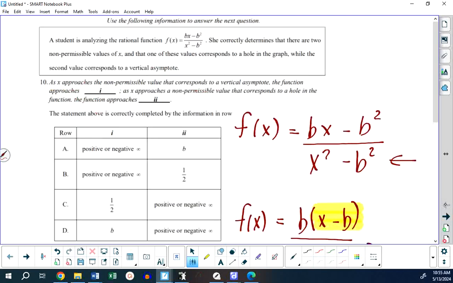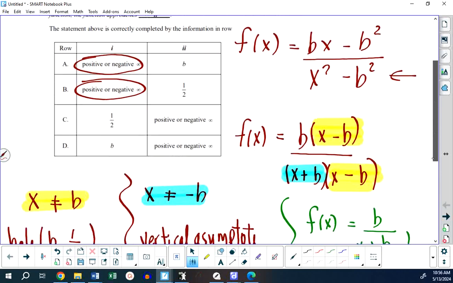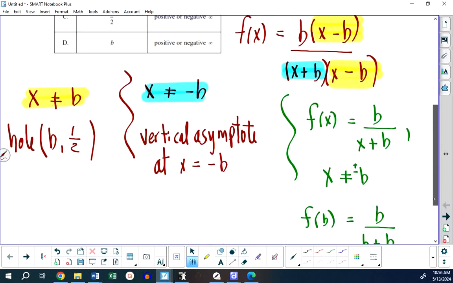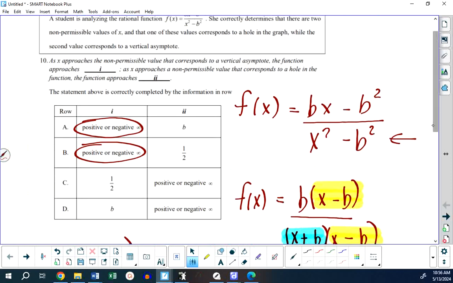So now we can answer the question. As x approaches the non-permissible value that corresponds to the vertical asymptote, well, it's got to be a or b. This is the behavior of functions close to vertical asymptotes. As x approaches the non-permissible value that corresponds to a hole in the function, what does y approach? Well, y will approach the y-coordinate of the hole, which is 1/2. So the correct answer is B.